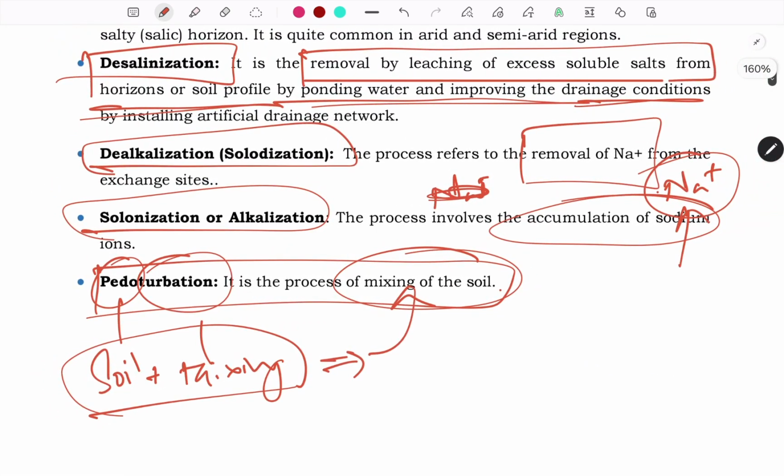I hope you understood all the above terms. Now we will move to the next topic.